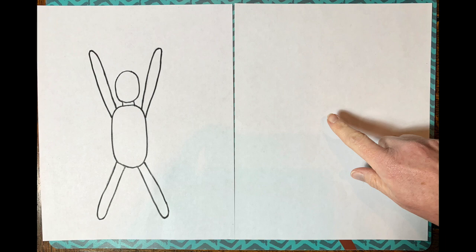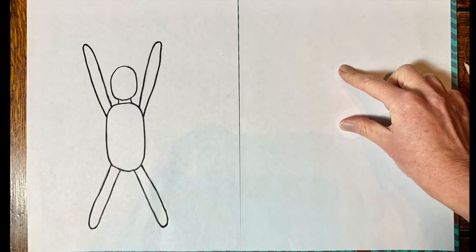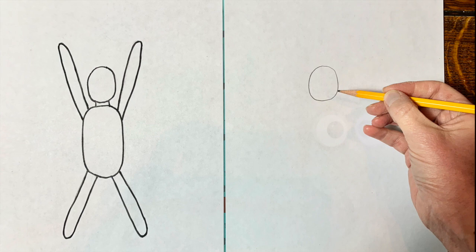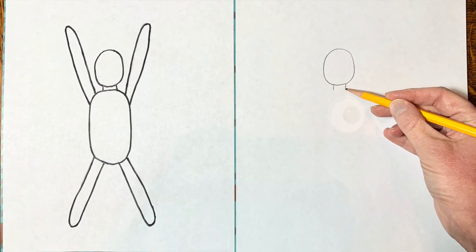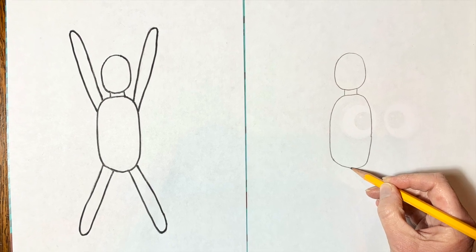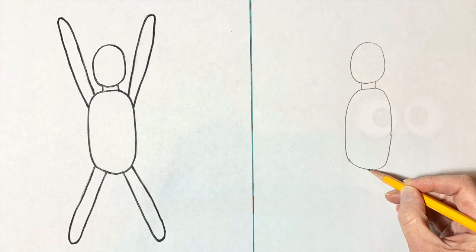In order to draw the basic shapes of a person, first of all find the middle of your paper. Then go up a bit and draw an oval for the head. At the bottom of the oval, draw 2 lines for the neck. Then draw a big oval for the body.